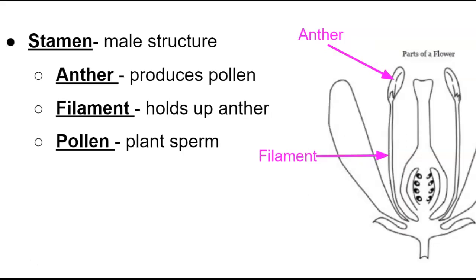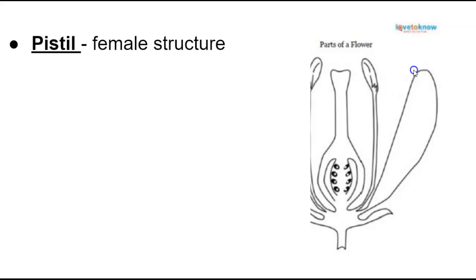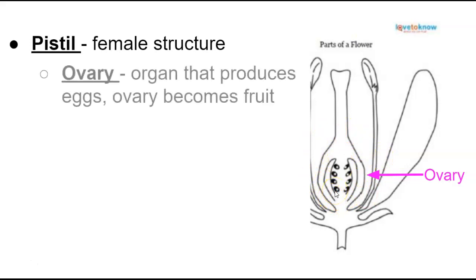So now we're going to move on to the female structures. So the entire female structure here, this middle part, is called the pistil. So we have an ovary. Similar to humans, you might have heard ovary in humans. So the ovary is going to produce the eggs. Now, if those eggs are fertilized, the ovary becomes a fruit. So if you're eating an apple, you're really eating an ovary. If you're eating an orange, you're eating a plant ovary. So the ovary is going to become the fruit.